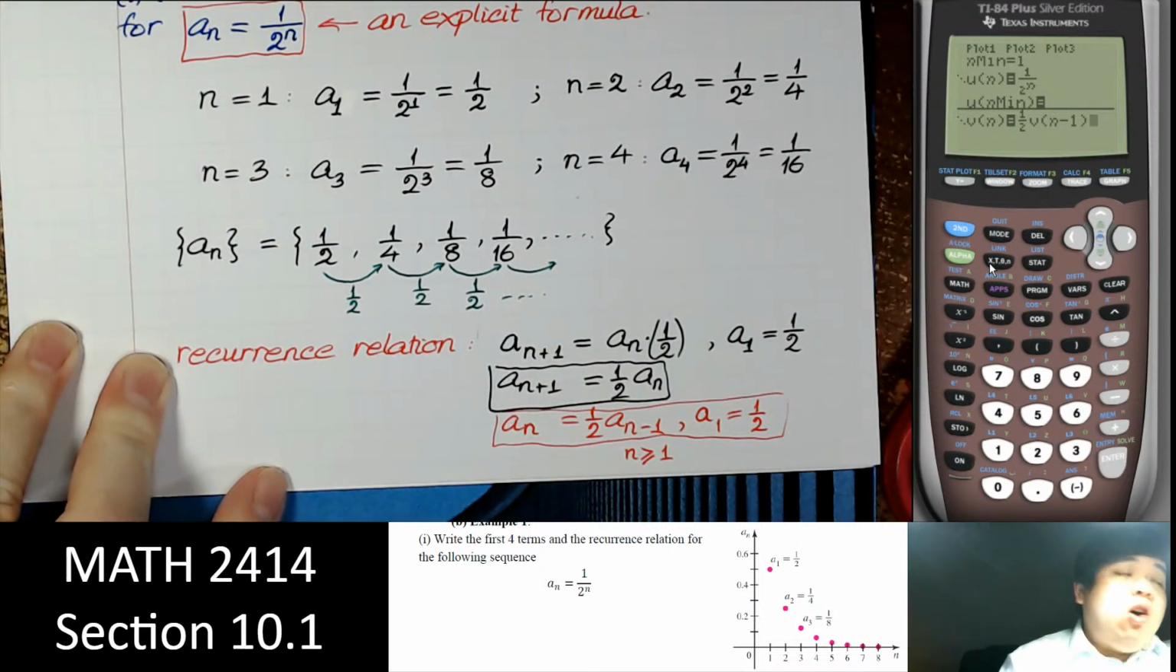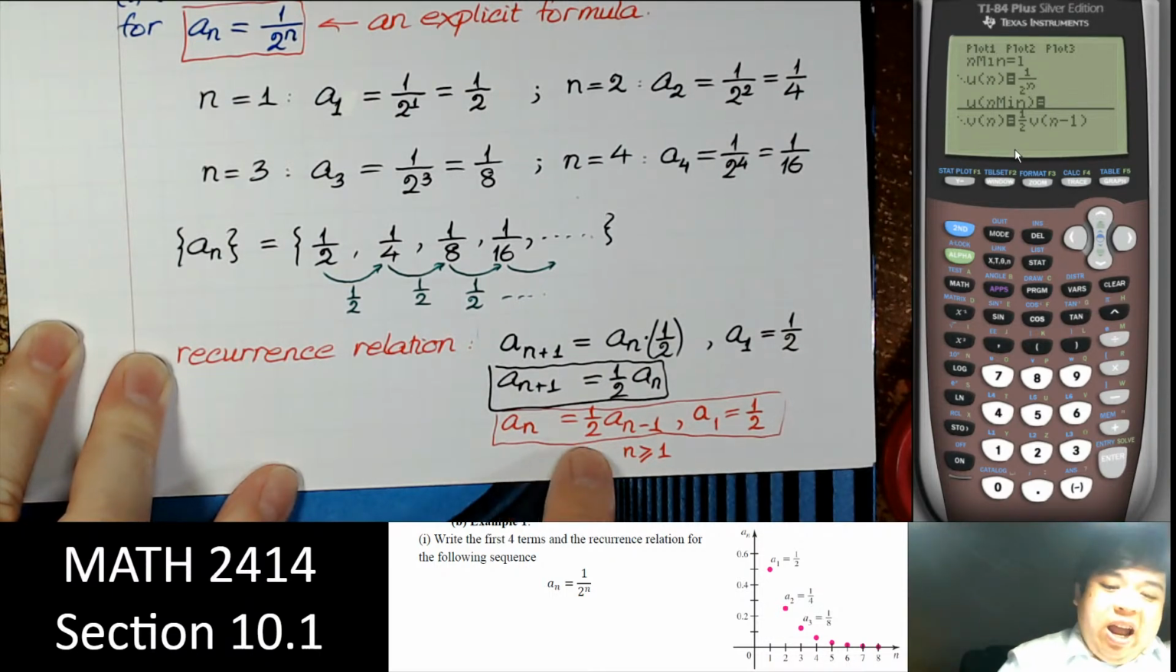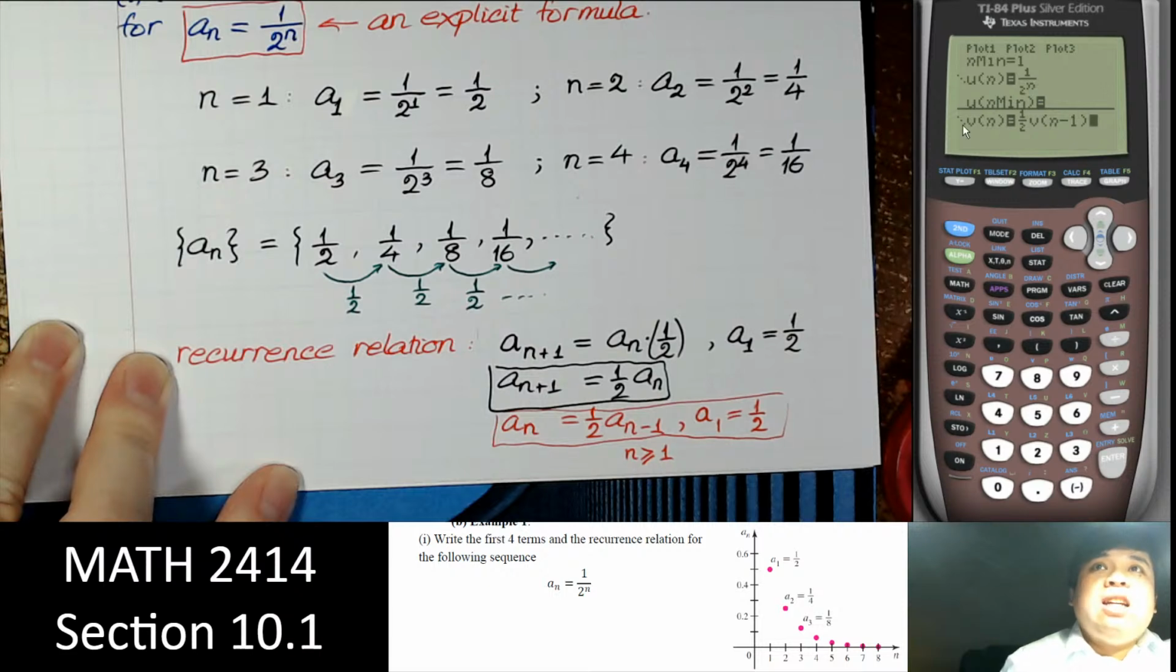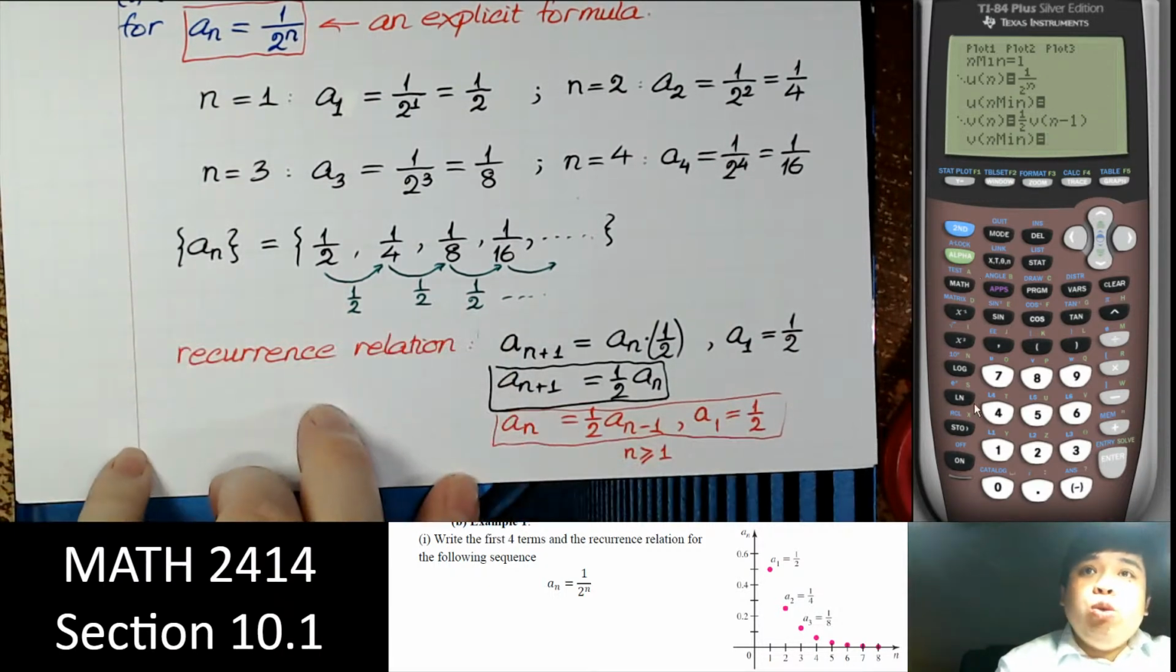We have X for function, T for parametrics, theta for polar, and N for sequence. So when we hit this button, it gives us whatever mode the calculator is on. So this term is 1/2 of the previous term. That's how we enter it. And then we determine the first term to be 1/2.